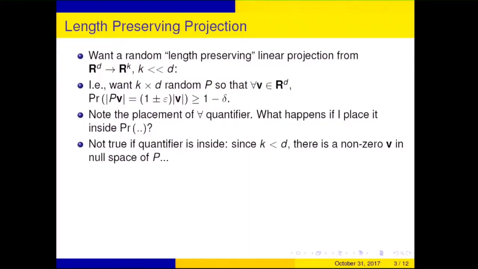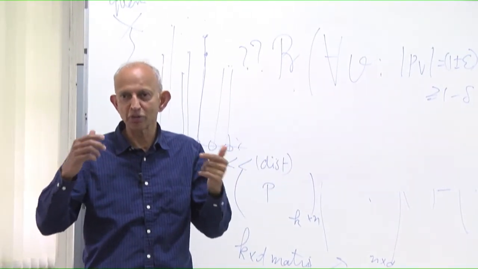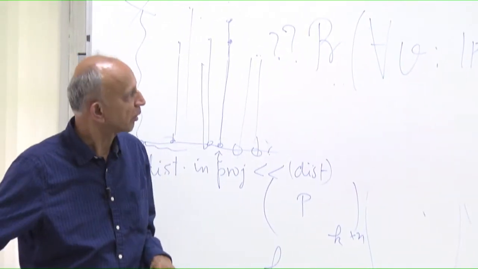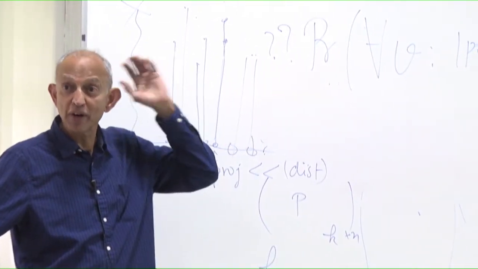Null space is in fact one way to see it. So if k is less than d, there's a non-zero v in the null space of P. P is k by d, right? In d space, there's always some vector that P makes 0. And then if you have that vector, you get a 0 here, you get a non-zero there, right? So one nice thing to remember is 0 is never within relative error of anything non-zero, right? Never. Any non-zero. So you can't do that. Okay. So I can't put the quantifier inside.